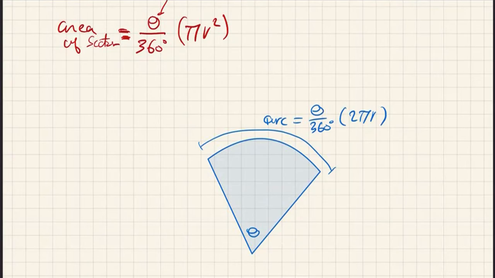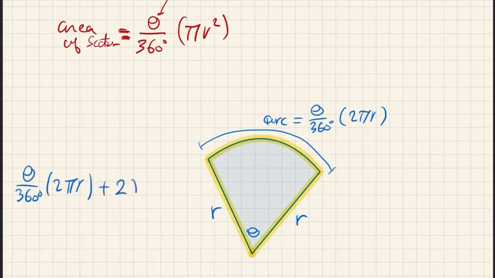What is around this shape? Around this shape is this line, this line, and this line. Okay, so this yellow ribbon is the perimeter of the shape, which is radius plus arc length. So what is the perimeter here? It will be theta over 360 times 2 pi r, which is the arc length, plus r, yani plus 2 r's. This is the perimeter of the sector.